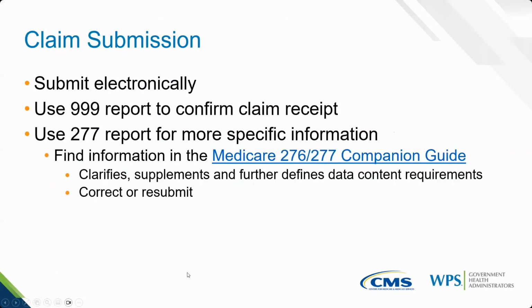This slide describes claim submission in a bit more detail. Most providers submit claims electronically. There are actually very few providers who qualify for a waiver under a law that prohibits Medicare from making payment on a claim when it is not submitted electronically. So most providers are submitting electronically. Now, to confirm claim receipt of an electronic claim, providers should use the 999 report, and use the 277 report to get more specific information about your claim.